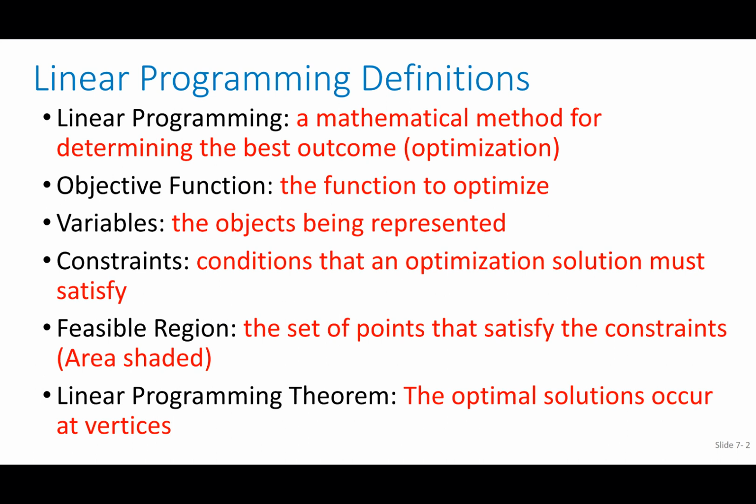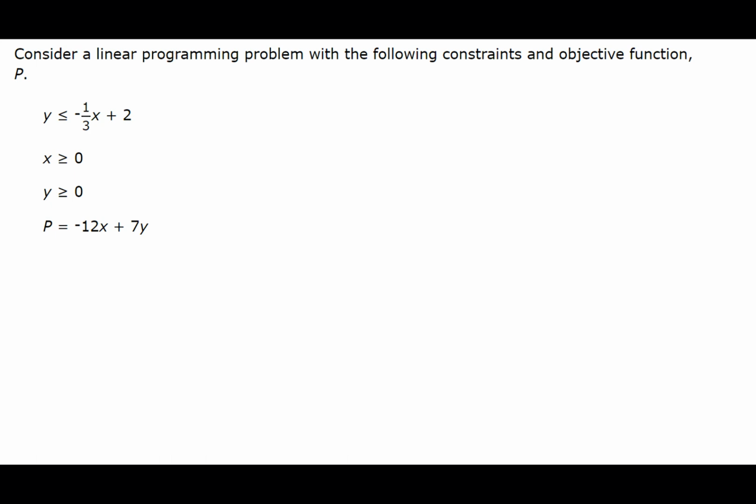Okay. All right. So first one here. Consider a linear programming problem with the following constraints and objective function P. P is on the second line there. It was supposed to stay up on the top line, but regardless. With the following constraints. This represents the constraints. This is the objective function.